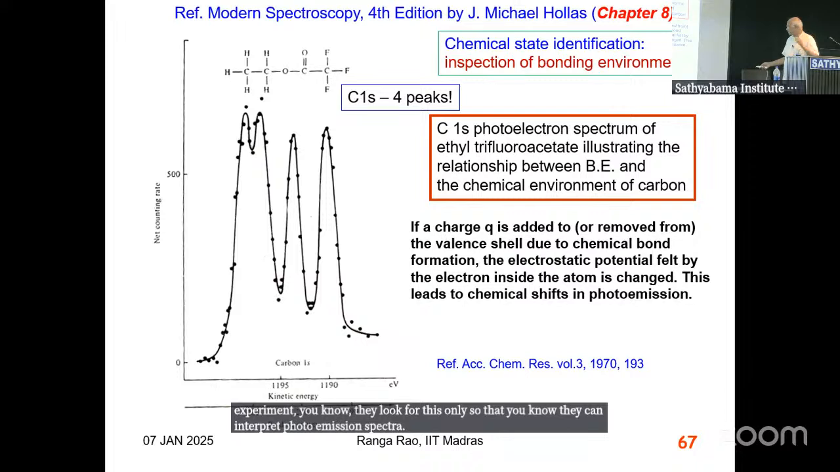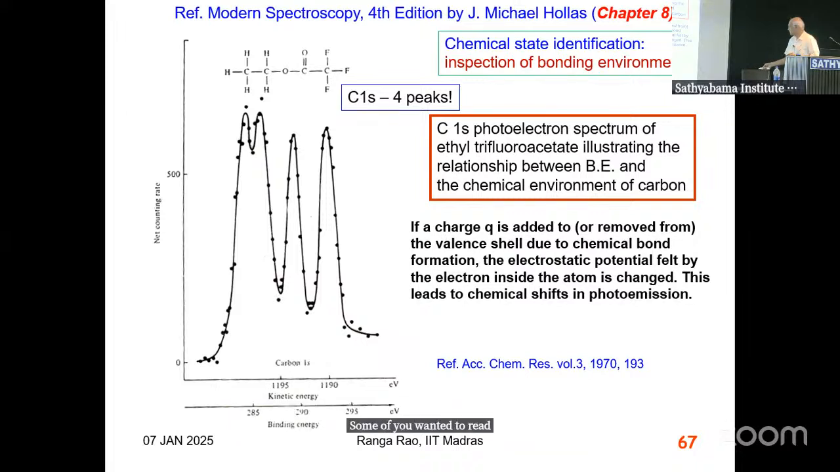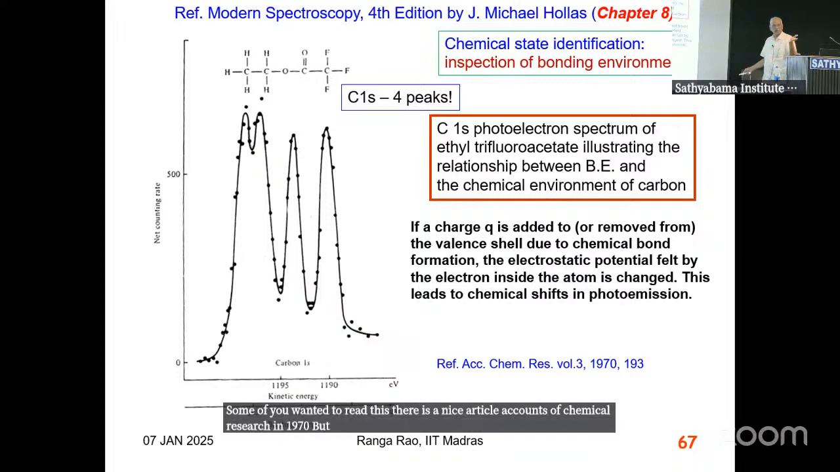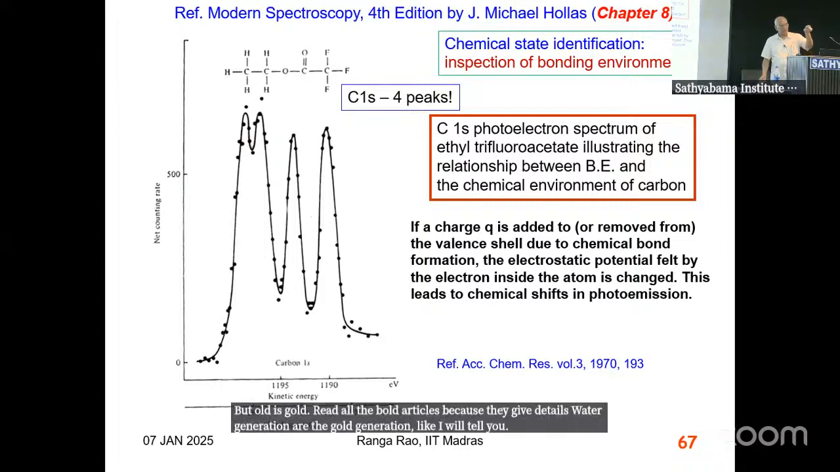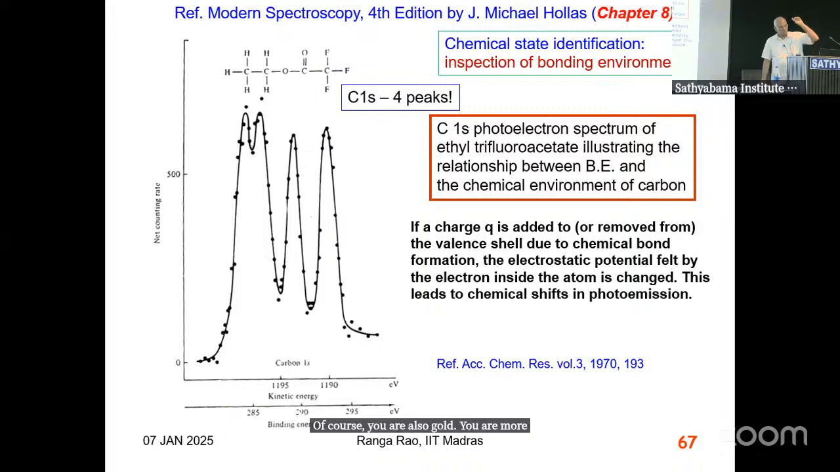Some of you wanted to read this. There is a nice article, Accounts of Chemical Research in 1970, but there are nice articles even today, they are available. But old is gold. Read all the old articles because they give details. Older generation is also gold generation, I will tell you. Of course, you are also gold, you are more than gold.